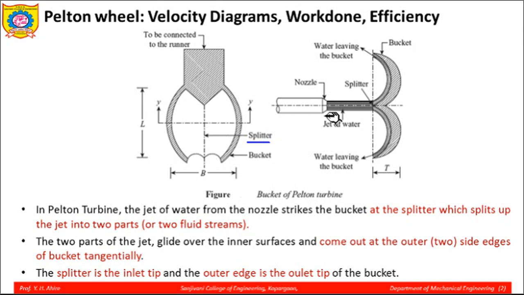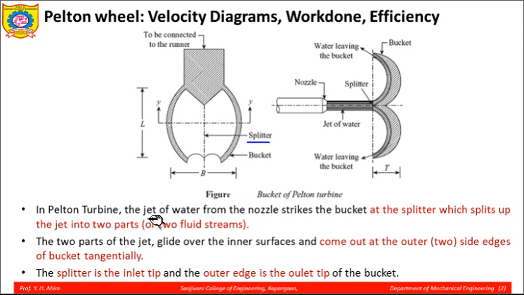The jet is supplied by the nozzle and it is made to strike over the splitter. The splitter edge will split the jet into two streams. So one is this and this is the second stream of the fluid, right? And this part is called a notch. So this is a notch provided on the bucket. This will prevent the interference of the jet with the incoming bucket.